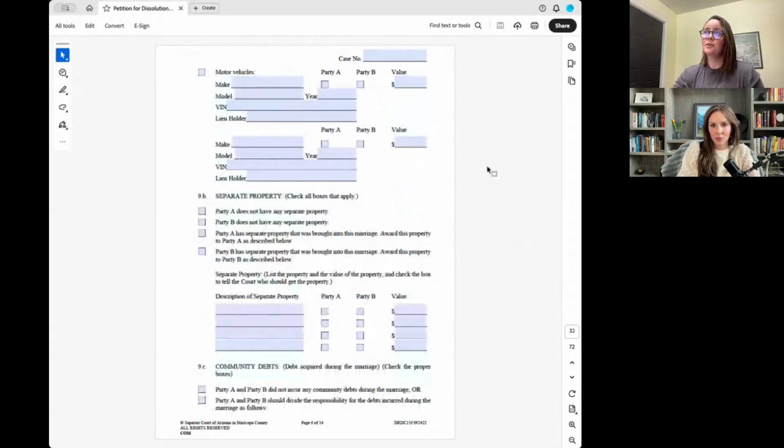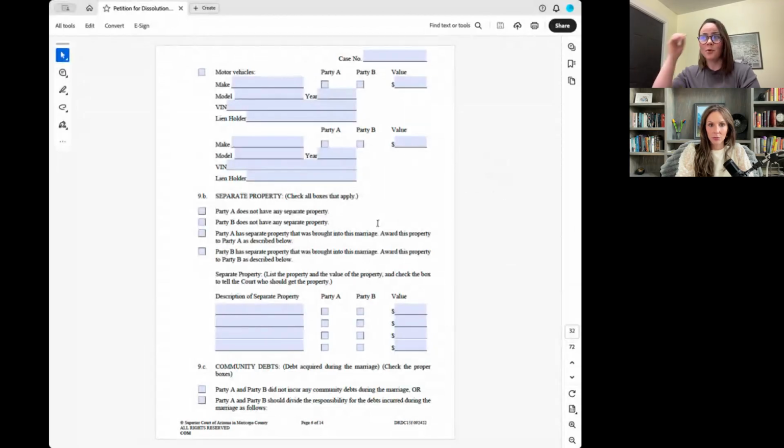It's asking about vehicles. A lot of times parties just want to keep their own vehicle, have the one that they drive awarded to them, and that will come with it. If there's any loans on the vehicle, you'll also be awarded that. So something to keep in mind about vehicles.